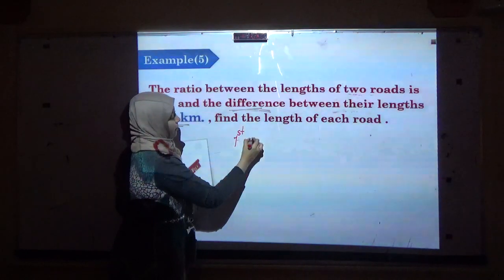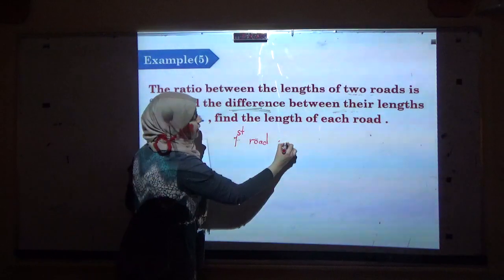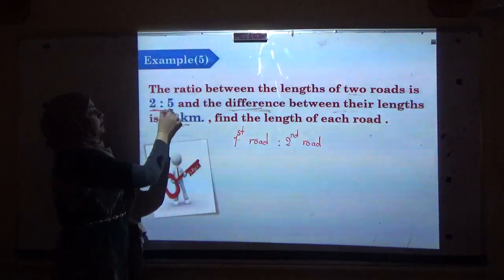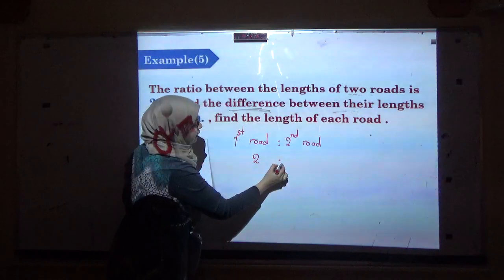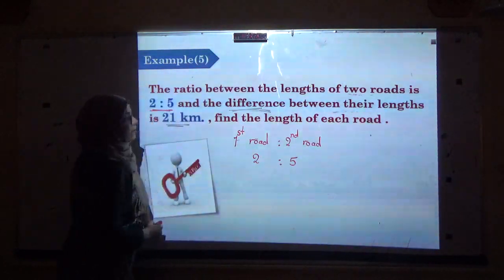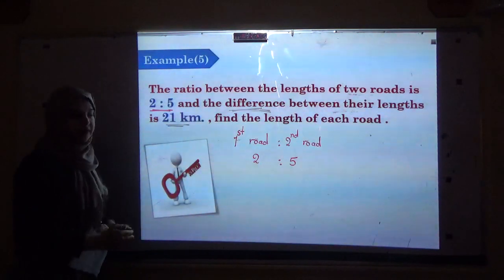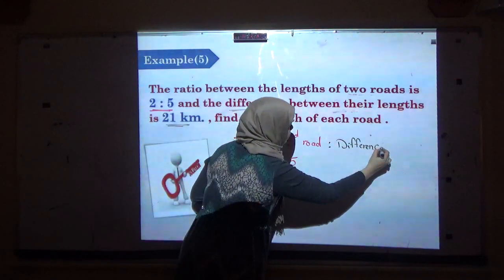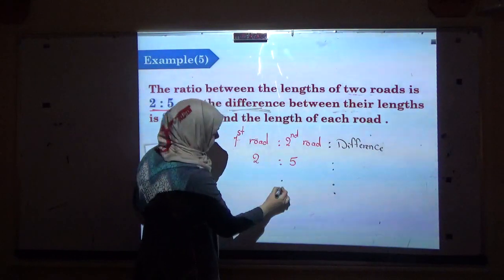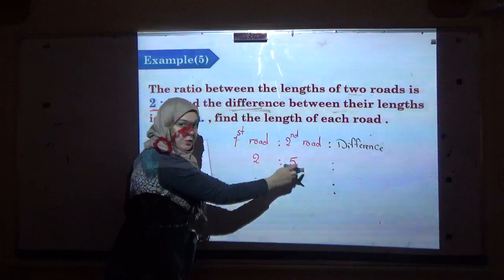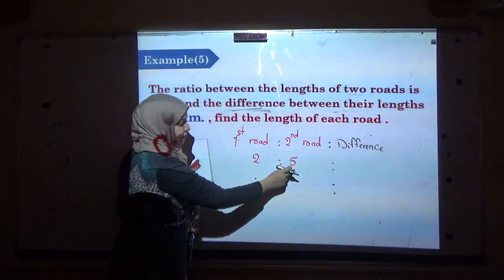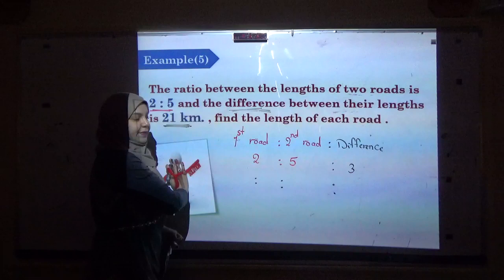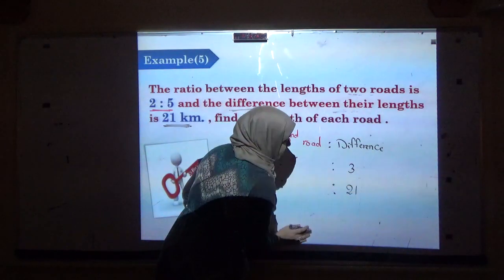First road, 2, second road. Okay? The ratio between them, 2 to 5. First road 2, second road 5. Okay? Here he gives us the difference between their lengths, so we need to add difference. In the second line, we will find the difference between these two ratios. The difference between 5 and 2 is 3. 5 minus 2 equals 3. And put 21 because 21 is the real difference. Put 21 in the third line under difference.